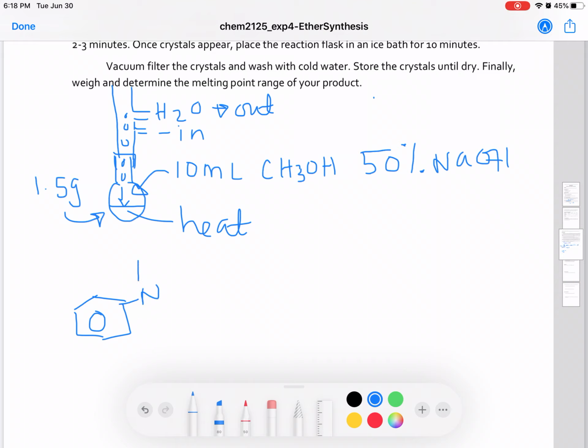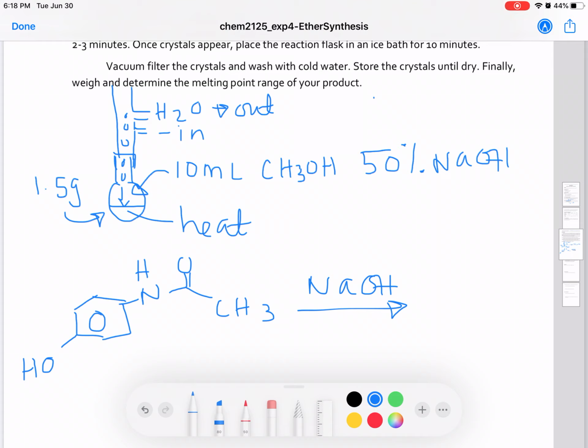It has an amide group, CH3, and also it has an OH. So this is acetaminophen or Tylenol. So in the first part, what you're doing is you're making the alkoxide anion by reacting with sodium hydroxide.